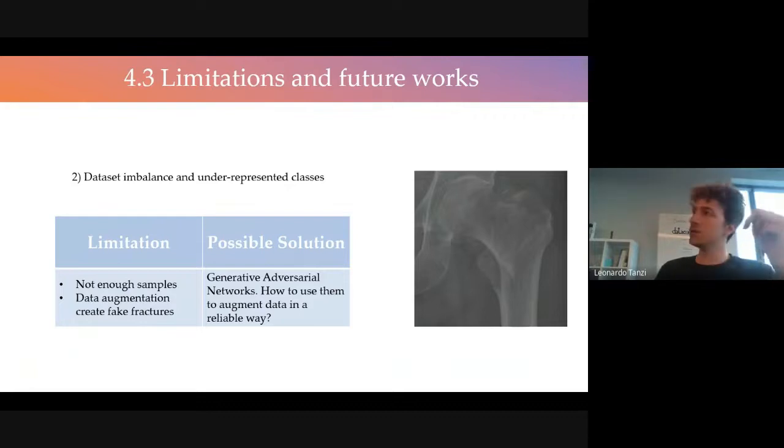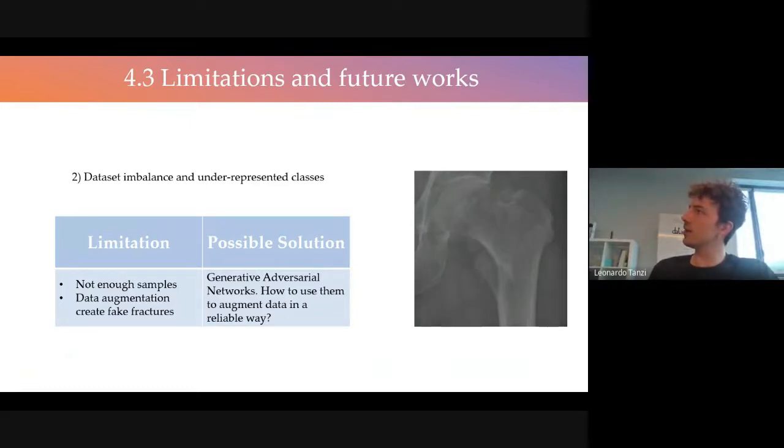Then, as you saw, the dataset was very, very unbalanced. We used oversampling here after also trying undersampling and data augmentation, but data augmentation actually had worse results. One idea could be that when you use some complex data augmentation technique, you can actually create fake fractures, but this is just a supposition. And one solution could be to use a generative adversarial network.